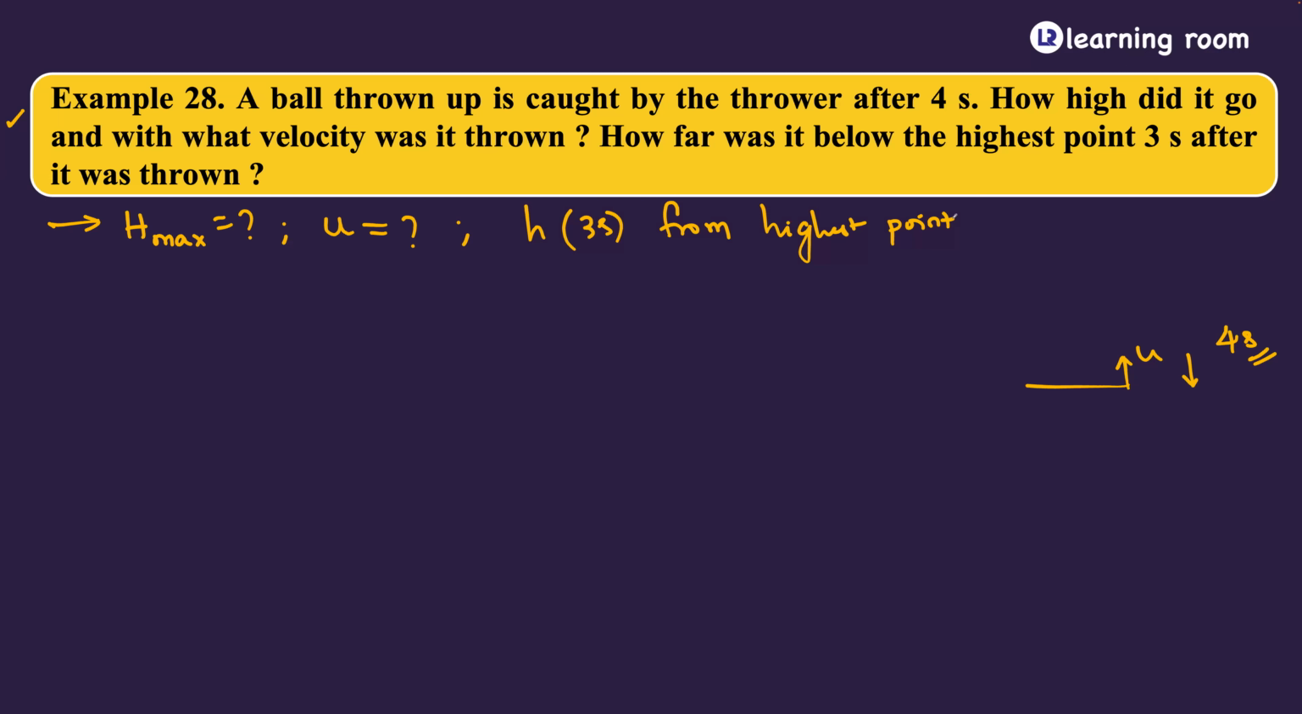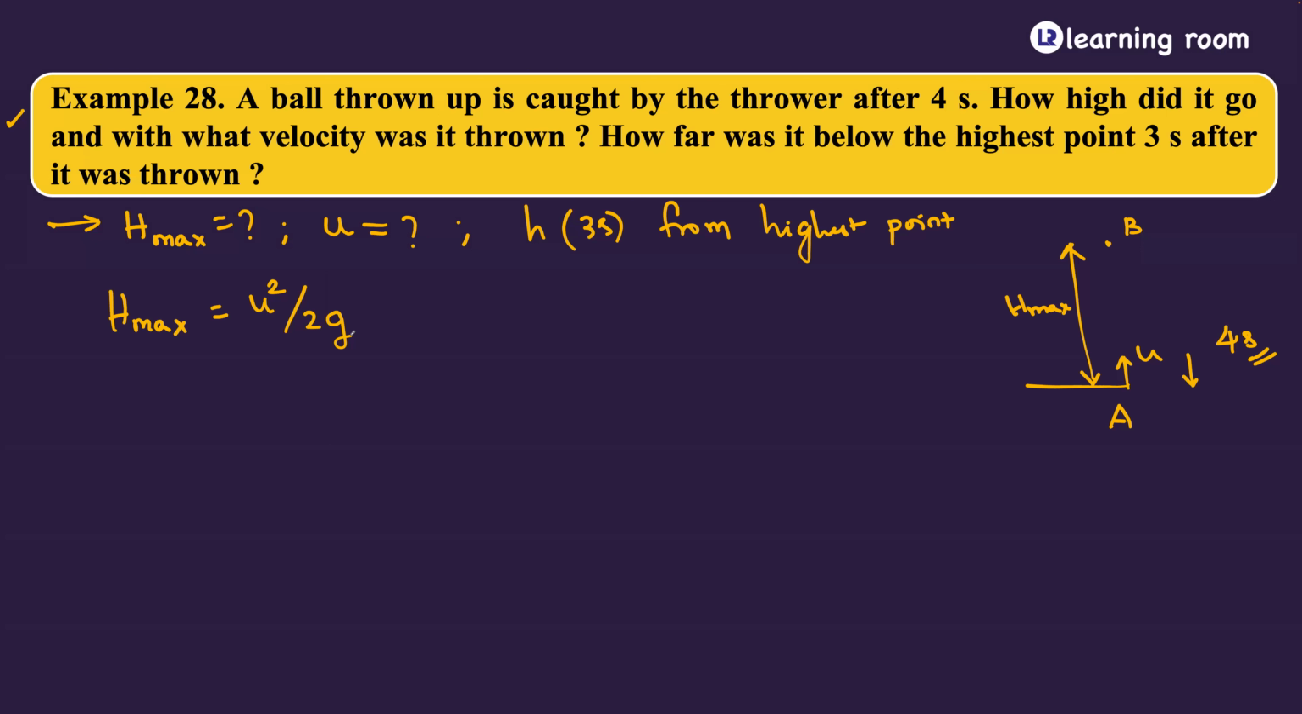So when you throw it upwards, if I take this to be A, let's say the object goes to a maximum height at point B. Now, to calculate H max, we already have a mathematical equation. H max is equal to U square divided by 2G, right? But the problem here is we don't know with what initial velocity it was projected upwards.